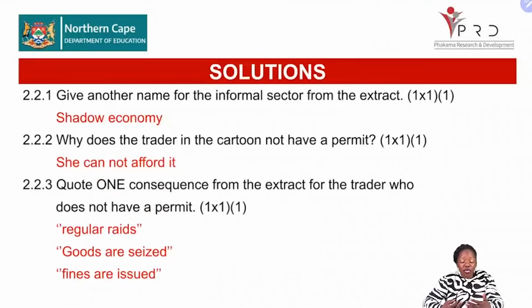Anytime he or she can lose his or her stock, anytime he or she can be issued with a fine that he or she is supposed to pay again. Remember, he is saying he does not have a permit because he cannot afford it. But now there is a consequence of not having that permit, because you are also liable to lose your goods and also to pay the fine.